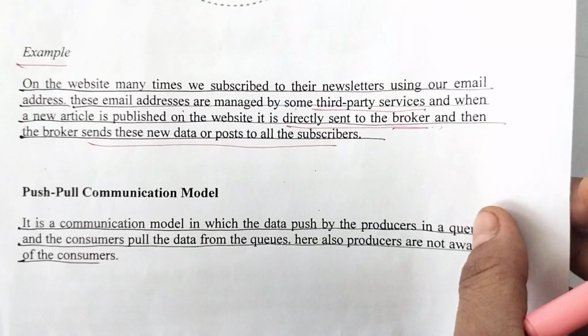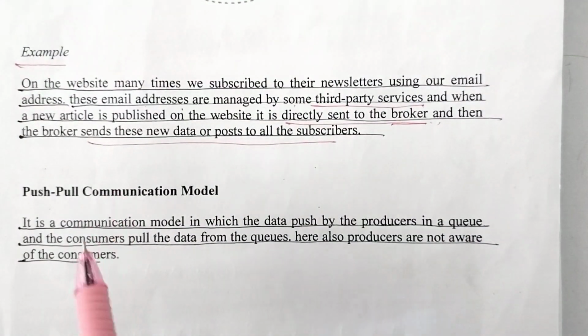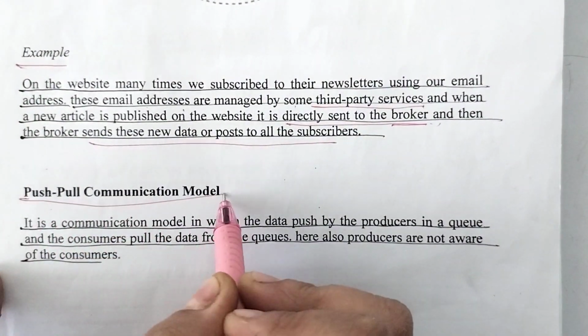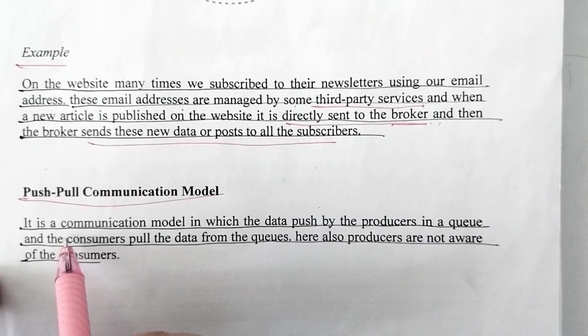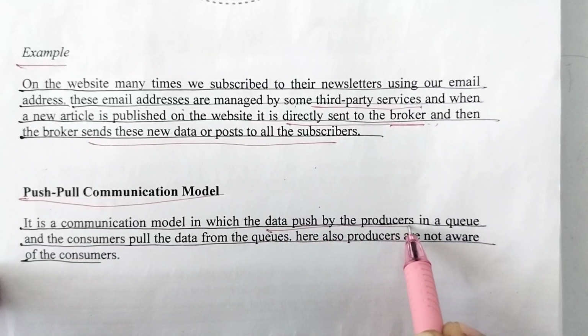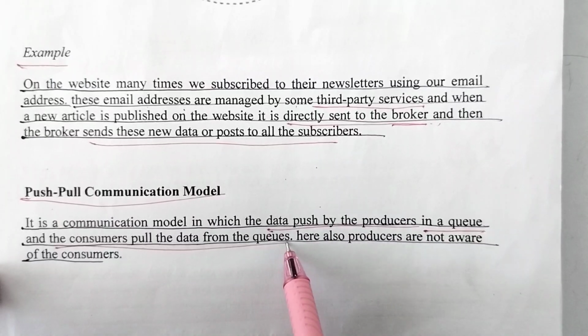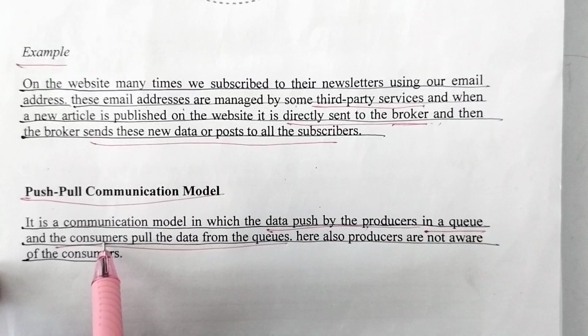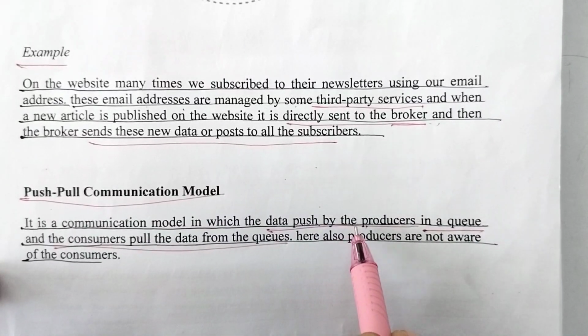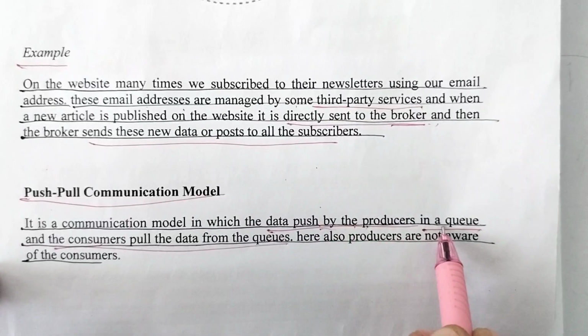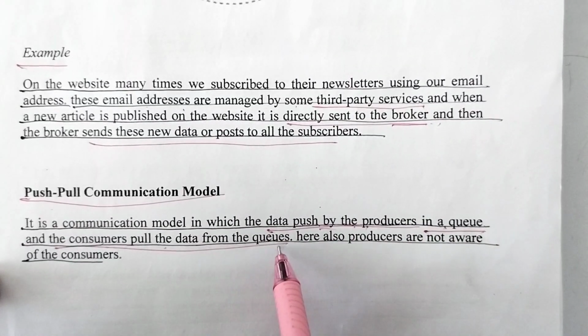Then the third kind of communication model is the push-pull communication model. In a push-pull communication model, the data is pushed by the producer into a queue and the consumers pull the data from the queue. So there is a producer and there is a consumer. The producer produces the data and pushes it into a queue. The consumer pulls that data from the queue.